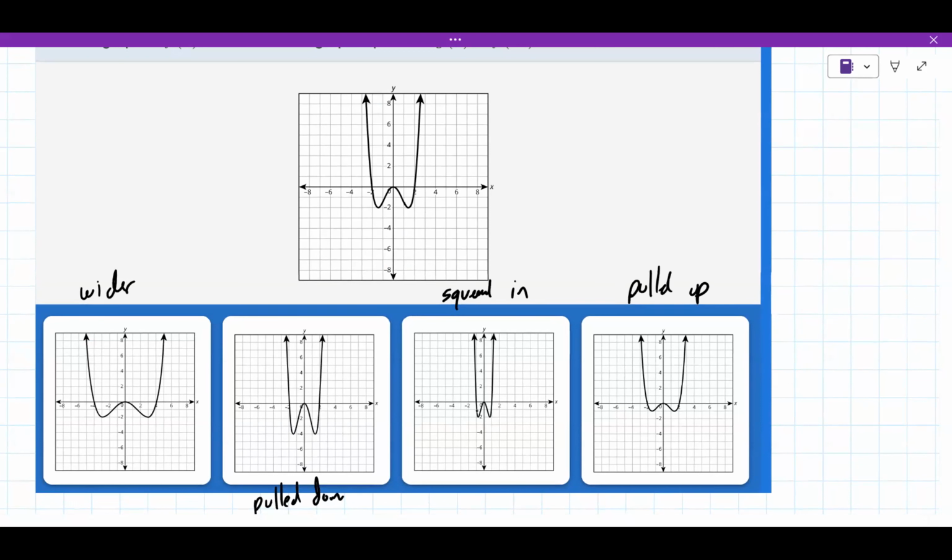All right, so the one that best matches what we've talked about is this one right here. Any thoughts on that? Questions? No. All right, great.